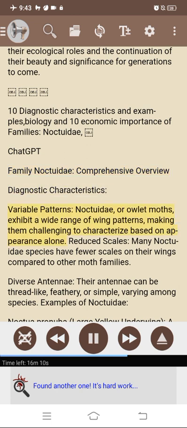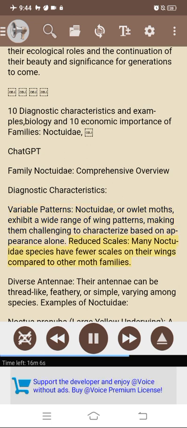Diagnostic characteristics. Variable patterns. Noctuidae, or owlet moths, exhibit a wide range of wing patterns, making them challenging to characterize based on appearance alone. Reduced scales. Many Noctuidae species have fewer scales on their wings compared to other moth families. Diverse antennae. Their antennae can be thread-like, feathery, or simple, varying among species.